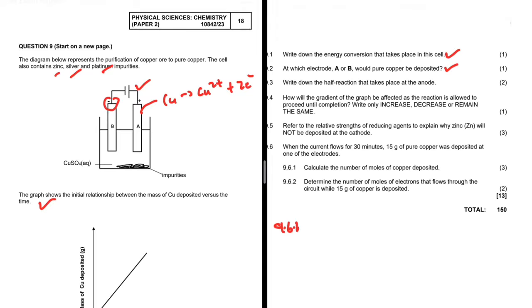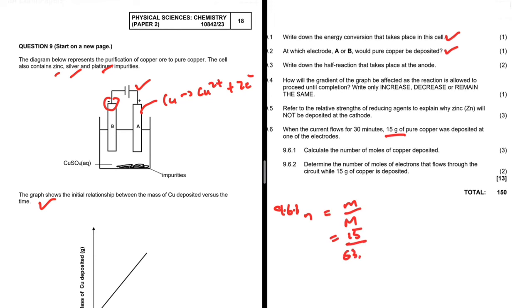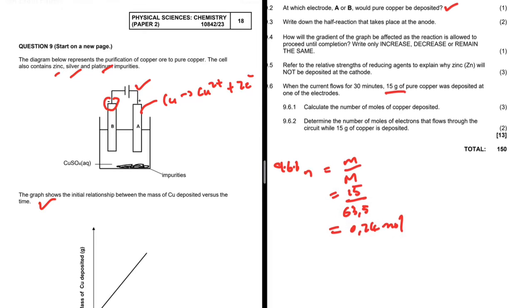Well, quite an easy equation because we are given the mass. So we are really sticking to the basics. Number of moles is equal to the mass divided by the molar mass. Right, and then the mass is 15 grams. The molar mass of copper is 63.5. When you put that in your calculator, you get 0.24 moles. Right, it's quite a strange equation, because we're just calculating the number of moles, no trickery whatsoever. That is 9.6.1. Let's take a look at 9.6.2.